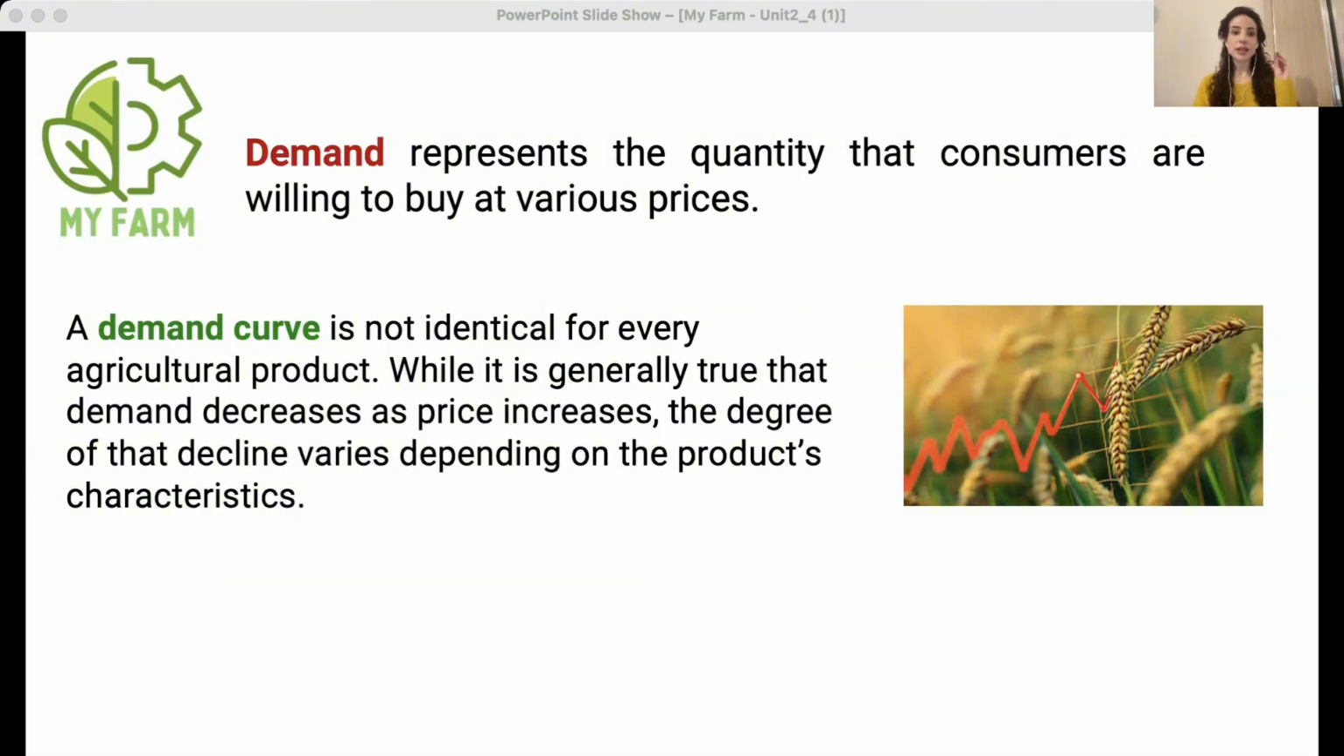Now let's look at demand. Demand represents the quantity that consumers are willing to buy at various prices. In general, as prices rise, consumers buy less. But this response is not the same for all agricultural products.